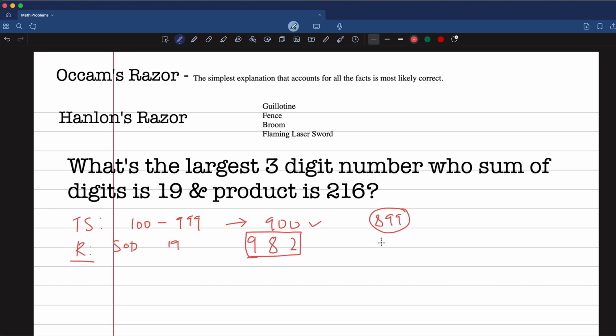So for example, if somebody said, okay, what do I do with 1, 2, 3? You eliminate it because it doesn't add up to 19. The second razor or filter is the product razor, right? So the product of the digits is 216.